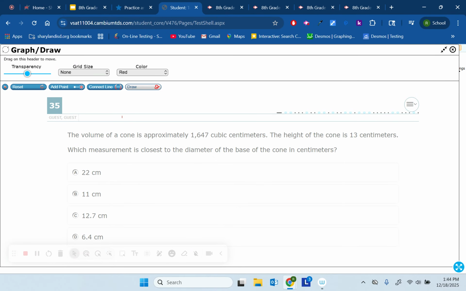I'm going to reverse this. Usually we have V equals, and the formula is a third times the area of the base times the height, which you're going to get in your reference chart. I'm going to switch it around and write it this way, because I know the volume. So 1/3 times the area of the base times the height equals 1647.